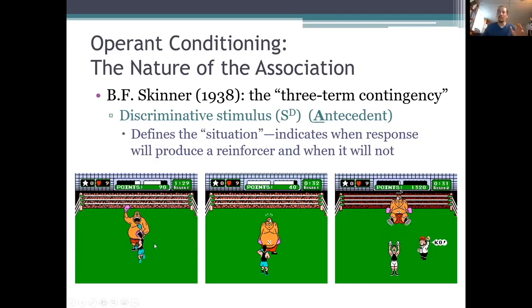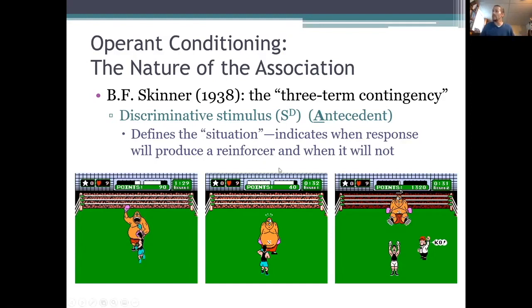So only in the presence of that discriminative stimulus, only if King Hippo is doing that, only if you see his mouth open and his fist up like that, that's the only time that that punch is going to get reinforced. Any other time, and you might as well not even bother trying the punch, because he's just going to block it and beat the hell out of you anyway. Okay. So anyway, video games, really good place to spot discriminative stimuli.